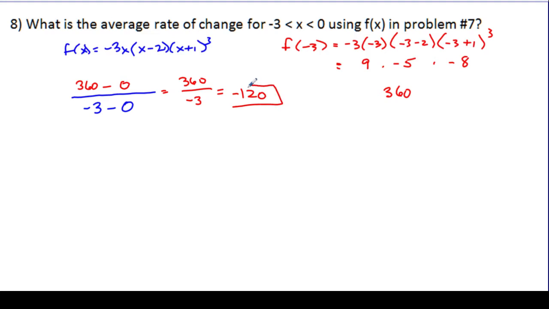So our average rate of change over the interval from -3 to 0 is about -120. So it's actually diving very sharply down, which is something that we would expect in a cubic function. That's the way they usually look.